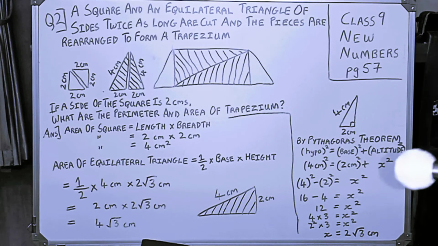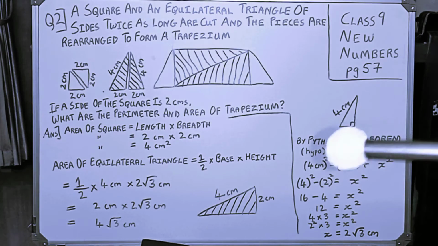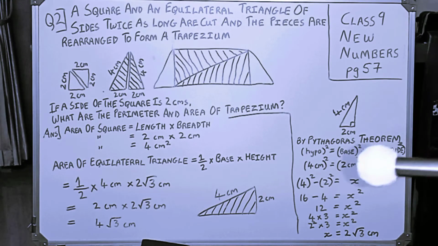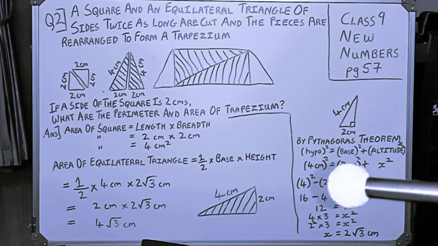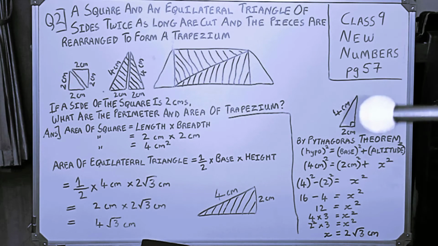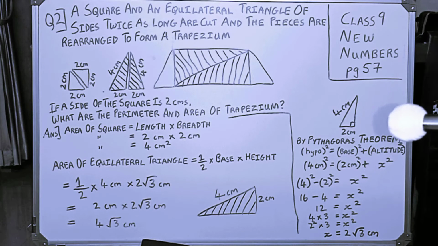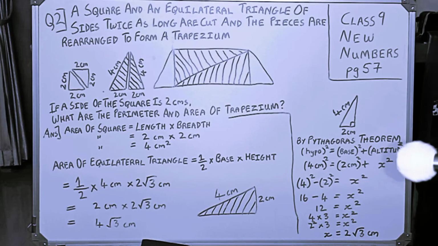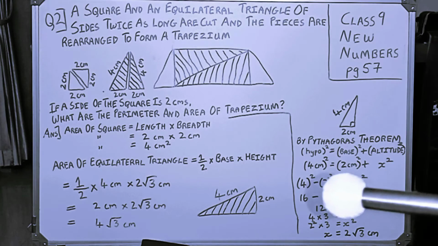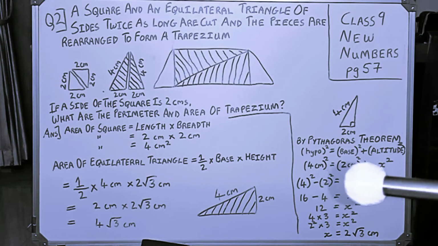Okay, so this is a right angle triangle. So by Pythagoras theorem we can prove that hypotenuse square is equal to base square plus altitude square. Altitude is the height, and the altitude and height are one and the same, so you can mention height or altitude. So hypotenuse is 4 centimeter, the whole square, base is 2 centimeter.